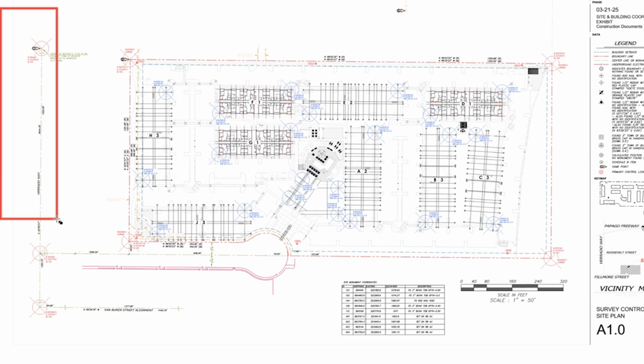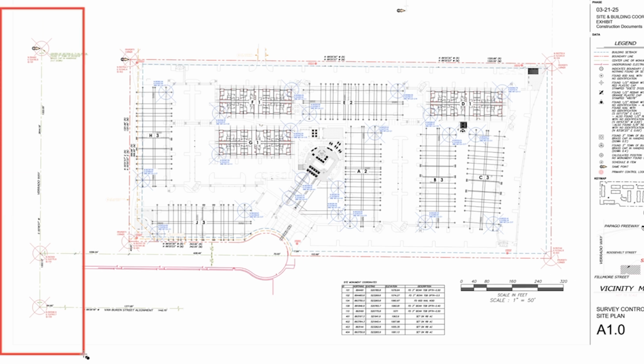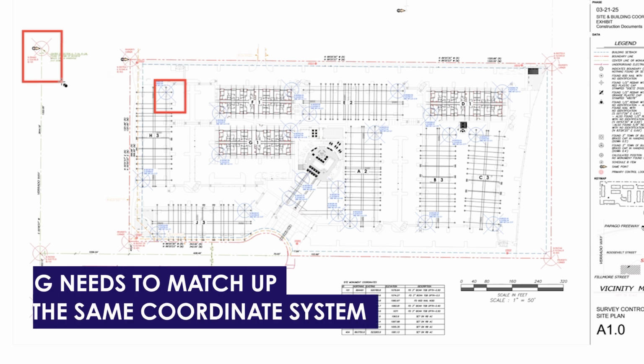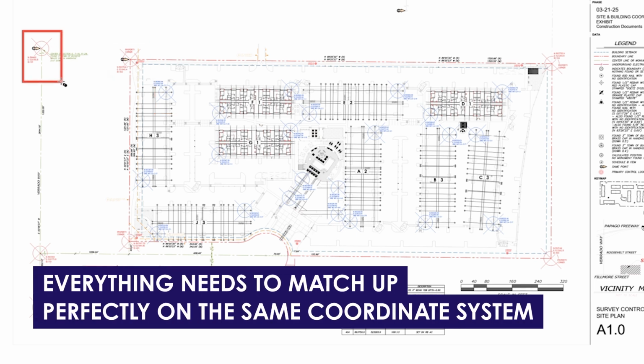So the point here is if the survey that enabled the design was from these basis of bearings and that's what everything was designed from, then the coordinates for the property corners and the buildings and the basis of bearings, everything needs to match up perfectly on the same coordinate system.